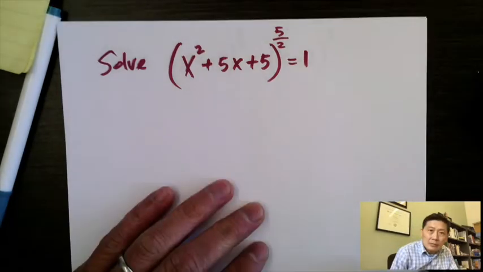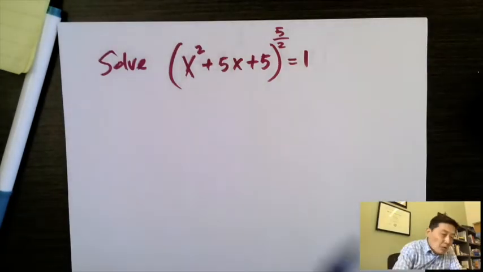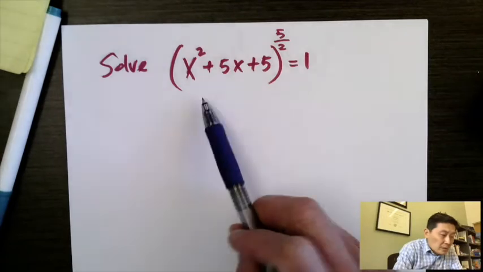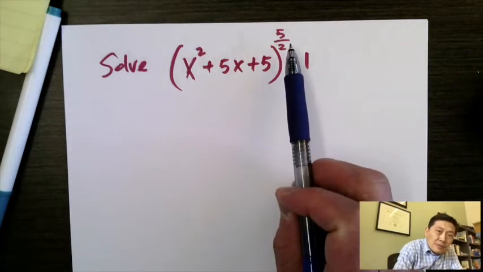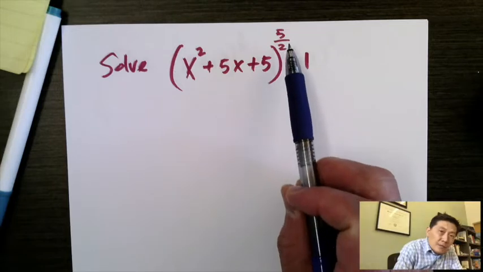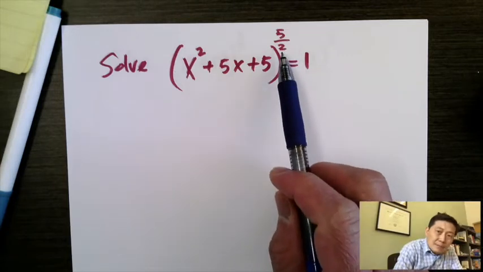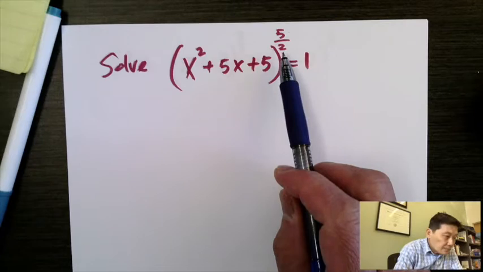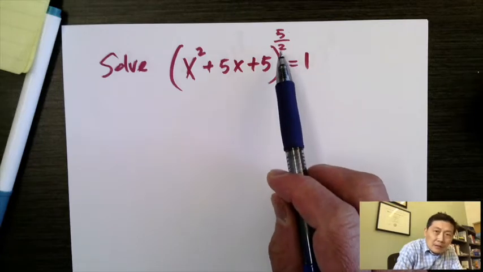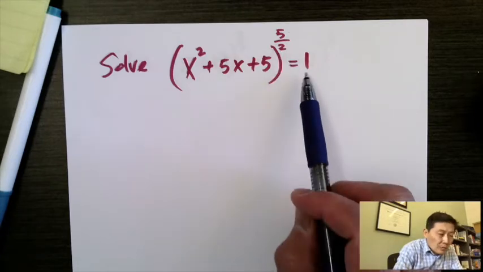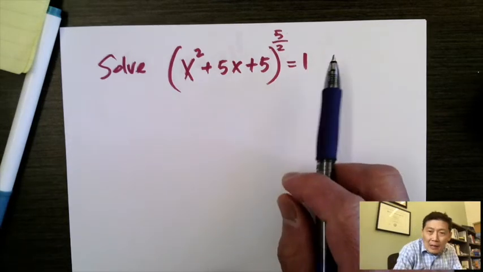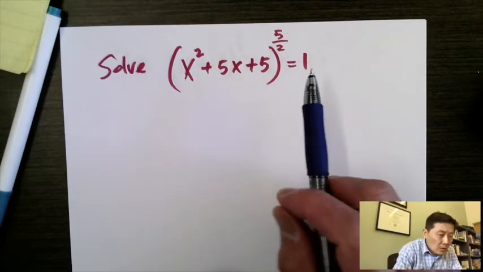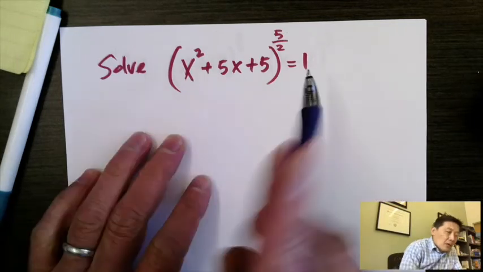relevant. This problem right here, pretty complicated, right? You have a trinomial inside the parenthesis, and this parenthesis is to the five halves power, right? It's a rational exponent and equal to 1, which is actually a saving grace. 1 to any power is all going to be 1, so that's actually nice to know. But how do we treat this?